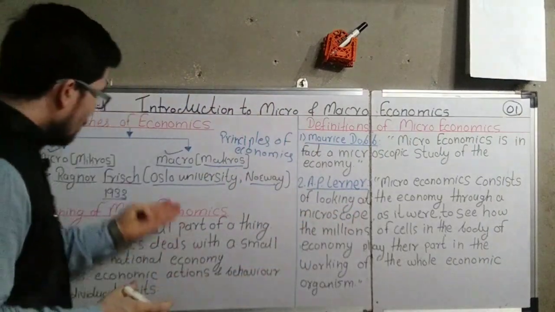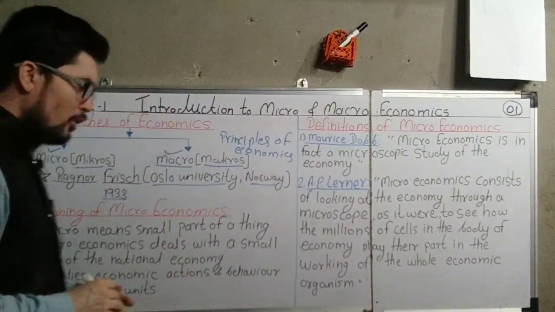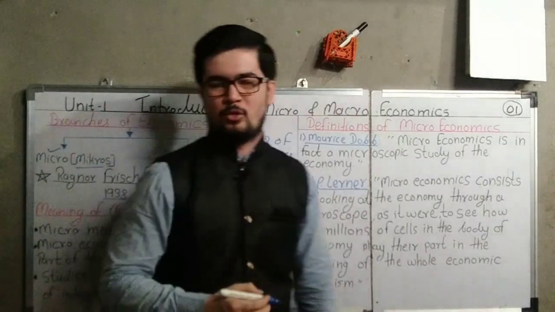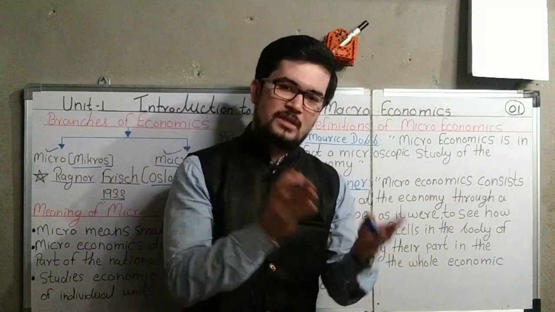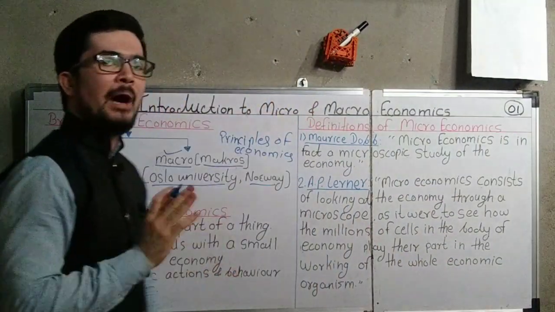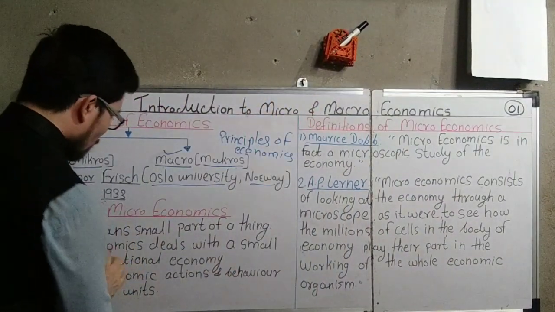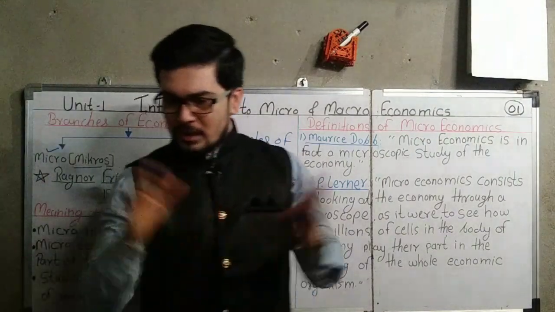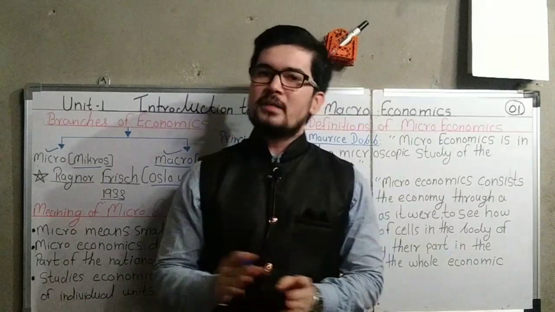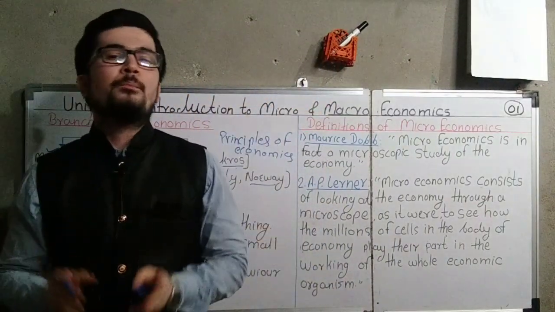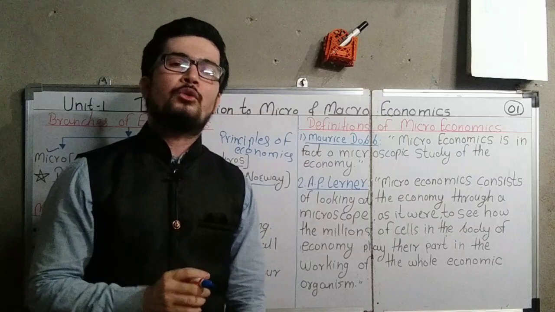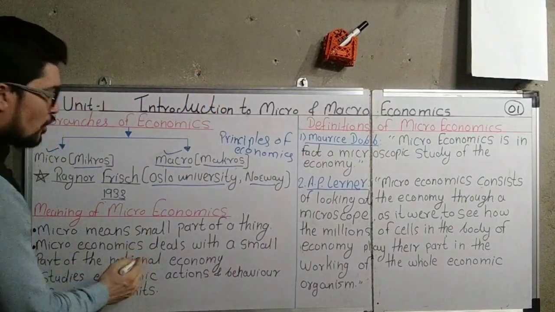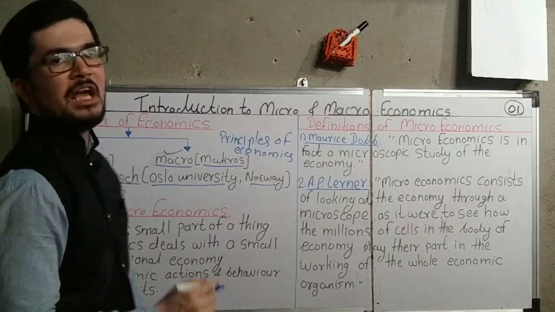So coming to the meaning of microeconomics, micro means a small part of a thing. Any big thing, a small part of it, we call micro. Then microeconomics deals with a small part of the national economy. In the total economy, we do not discuss all the units. We discuss only the small or individual units. That is why microeconomics deals with a small part of a national economy.